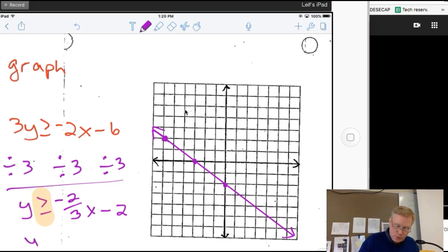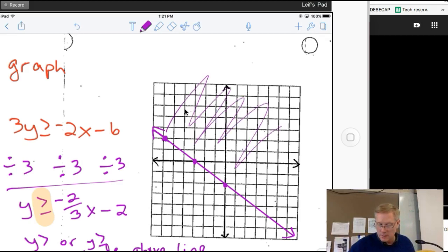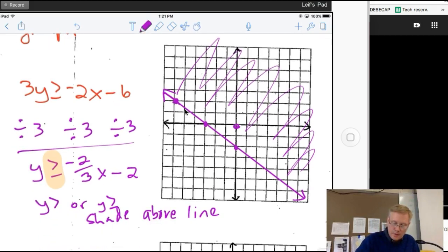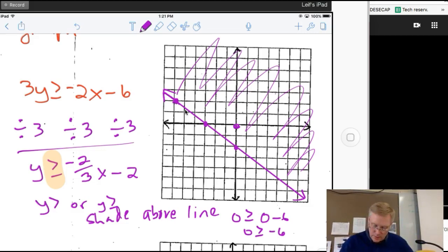Now, since it's y is greater than or equal to, I'm going to shade above the line. Which will be everything on that side. And you can plug in 0, 0 to check it if you'd like. When I plug in 0, 3 times 0 is 0. Negative 2 times 0 is 0. Minus 6. Is 0 greater than or equal to negative 6? Yes, it is, which means this is the side of the line that you shade. You checked it. You're good. All right.